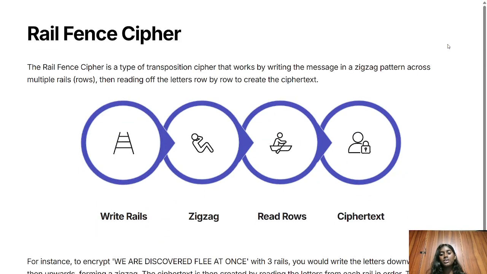Rail fence cipher. The rail fence cipher writes the message in a zigzag across multiple rails and then reads the letters row by row. For example, with 3 rails, the message forms a zigzag pattern. The ciphertext is produced by reading each row sequentially. It's simple, but without knowing the number of rails, the message could be difficult to decode.